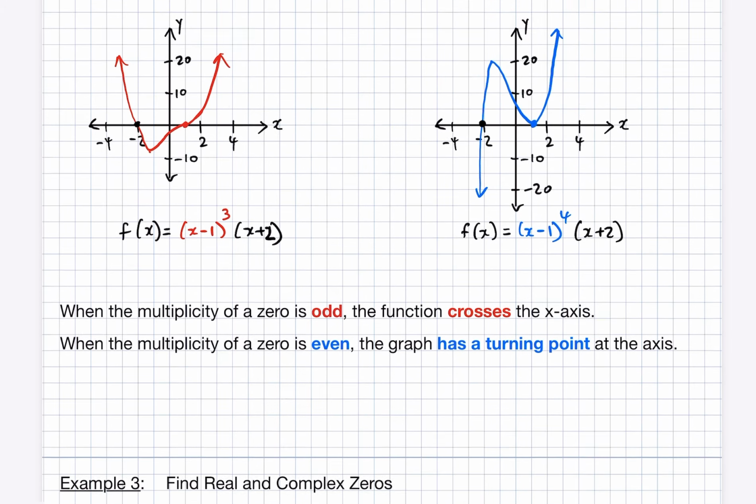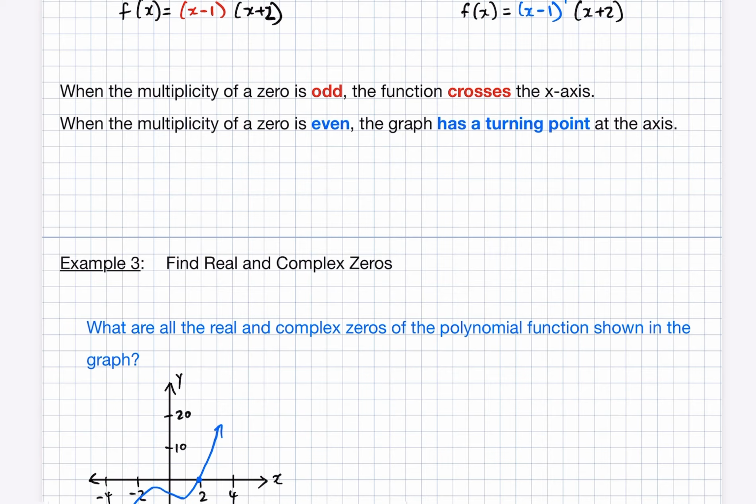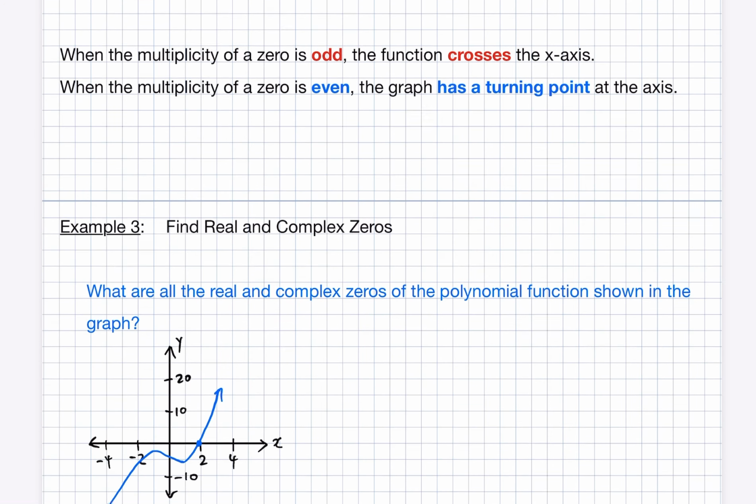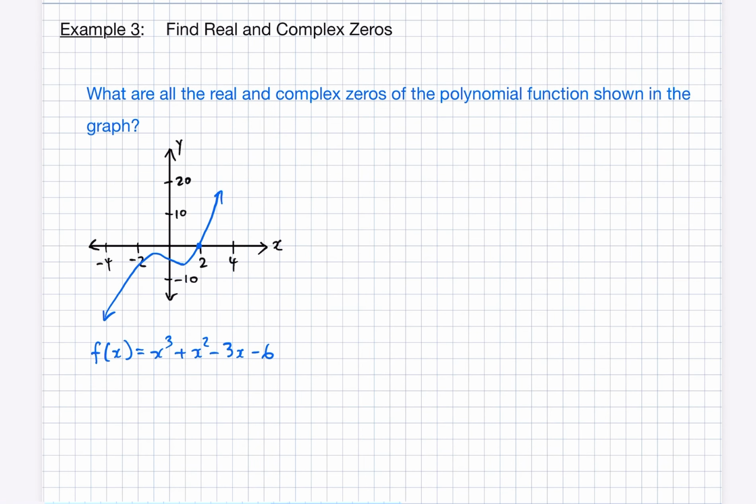Okay, so let's go ahead and take a look at the third example, finding real and complex zeros. So what are the real and complex zeros of the polynomial function shown in the graph? What we're basically saying is that we're going to have real and imaginary numbers as our solution. So the first thing to do is take a look at this function and determine if there's any information we can use to our benefit.